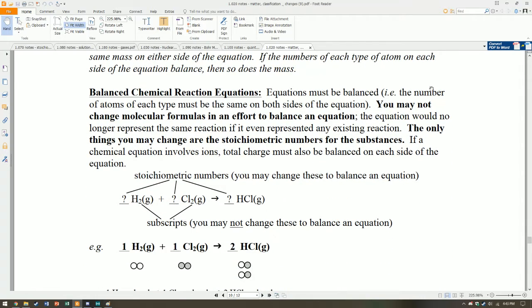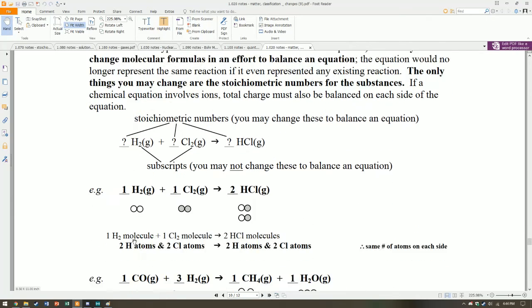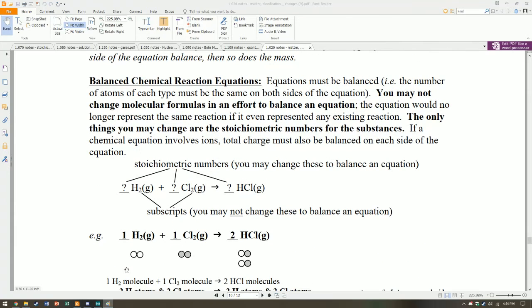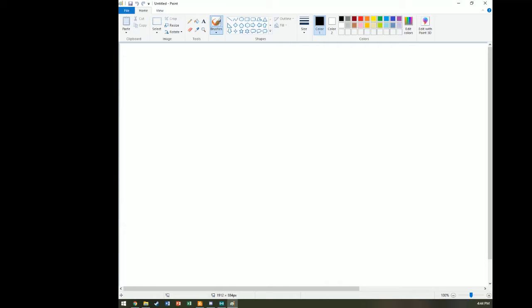Equations must be balanced, and the way you balance them is you cannot change these molecular formulas here. However, you can change what are called the stoichiometric numbers or the stoichiometric coefficients. Same thing, these numbers here up front. So for example, let's do an example here of the combustion of methane: CH4 plus O2 goes to CO2 plus H2O.